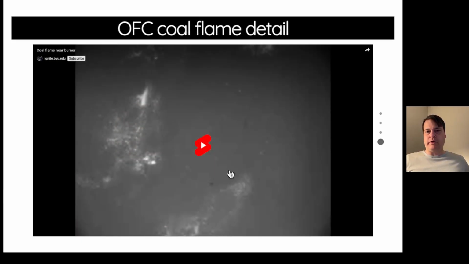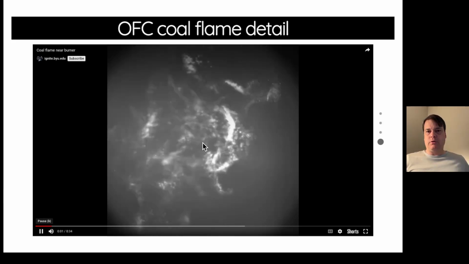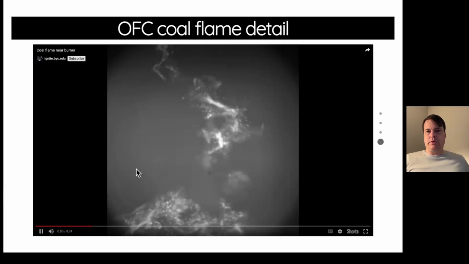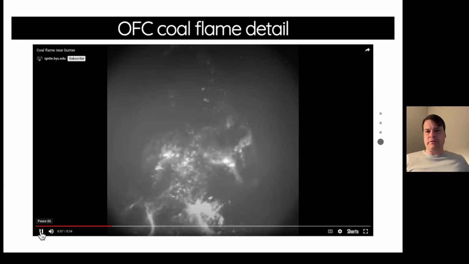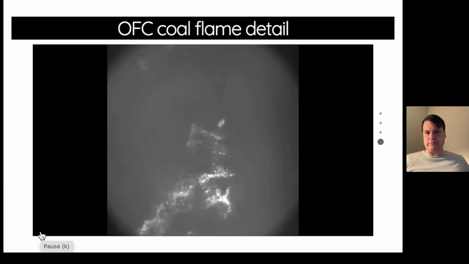And then finally, some images of coal particles burning. And you can see in some of this, if you look carefully, some of the structure of the coal gases in the flames.